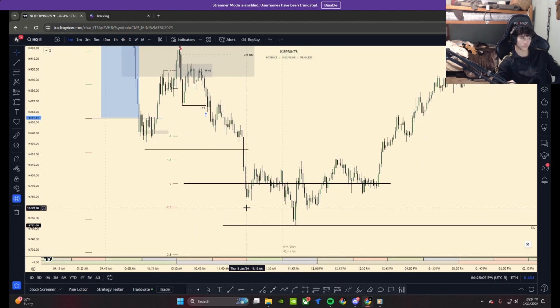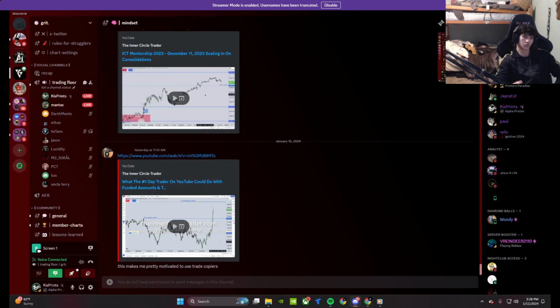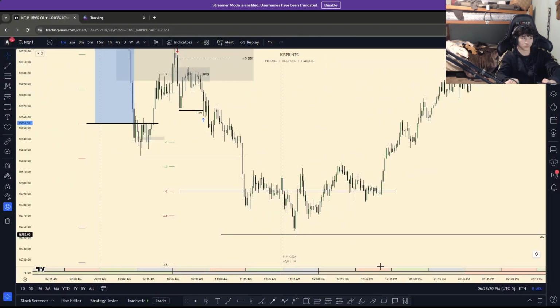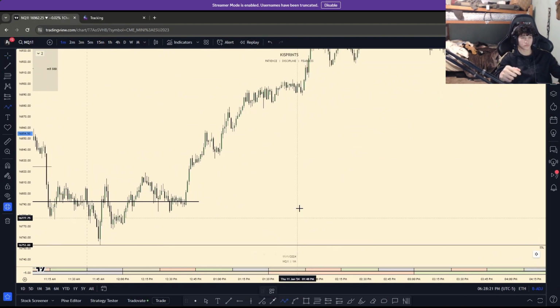But yeah, if you guys have any questions on this model, it's definitely a very useful one to implement into your trading because it's essentially power of 3. So in power of 3, you have obviously your accumulation, you have your manipulation, and then your distribution, right?